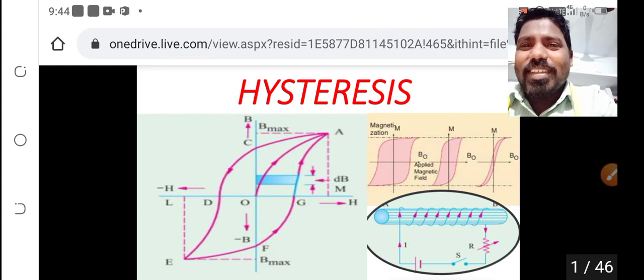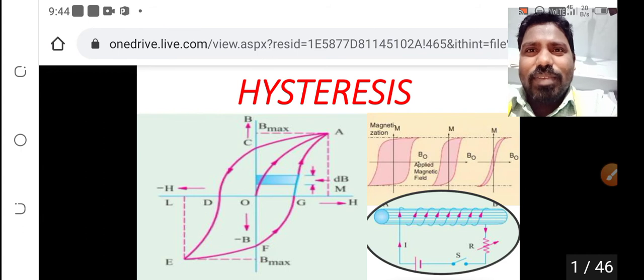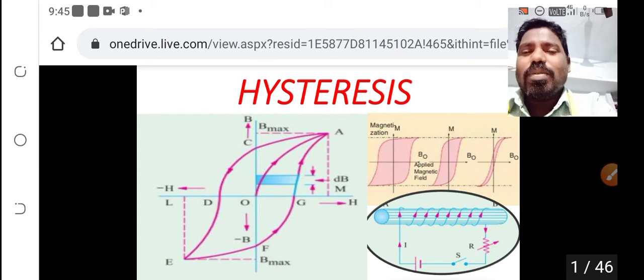What is hysteresis? In the previous session, we discussed what a magnet is, the types of magnets, and their properties. That is, dia, para, and ferromagnetic materials. We also compared these dia, para, and ferromagnetic materials. Now we are going to see one more important characteristic of ferromagnetic materials, that is hysteresis. Let's see what it is.